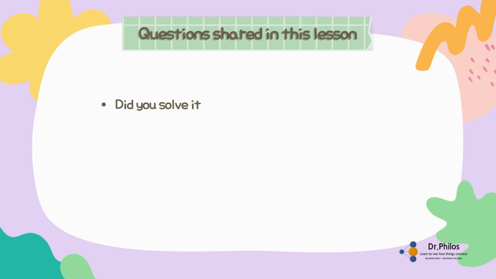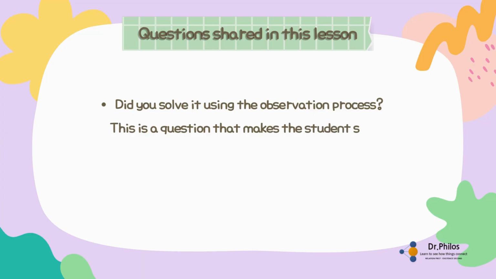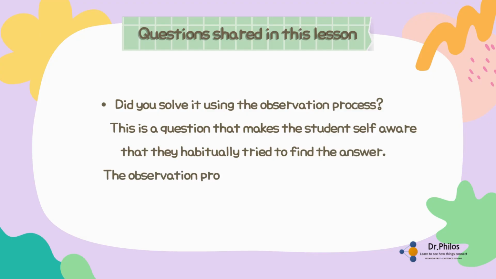Did you solve it using the observation process? This is a question that makes the student self-aware that they habitually tried to find the answer. The observation process must be applied consciously.